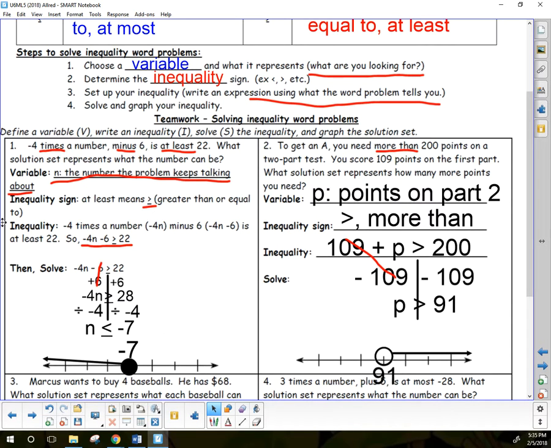Super duper exciting. Now I'm going to clear all the ink from the page because that's just hard to look at, and save it again. I've shown you all I need to show you about inequality word problems, y'all. Really short notes video. Remember, choose the variable, what it represents, figure out what you're looking for, then determine the inequality sign, and then set up your inequality based on the words in the problem, and then solve and graph it.